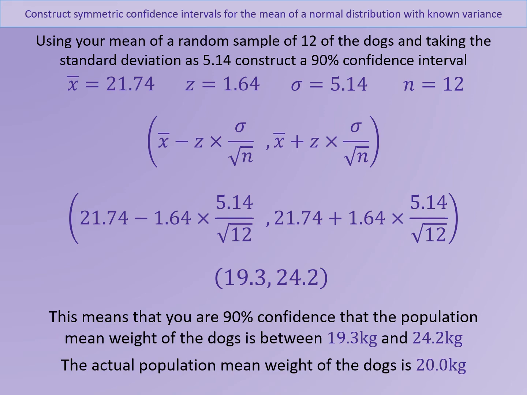The actual population mean, when calculated from the 225 dogs, is 20 kilograms. So we can see that this seems to line up with the confidence interval that we have found.